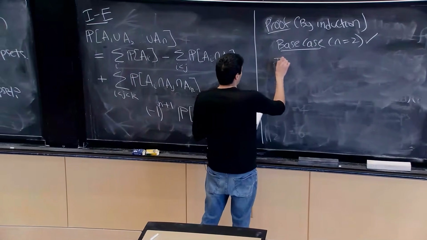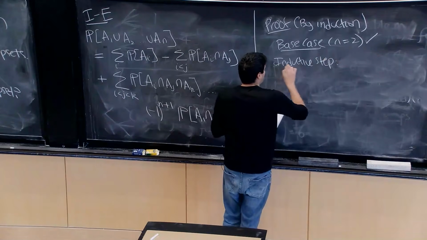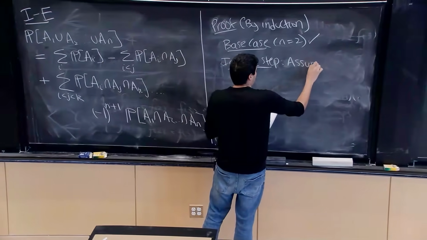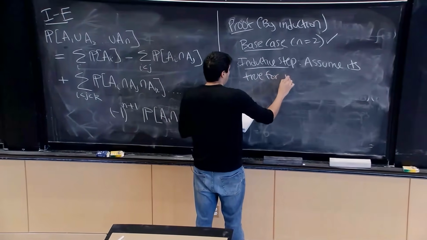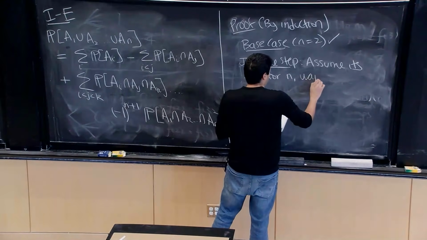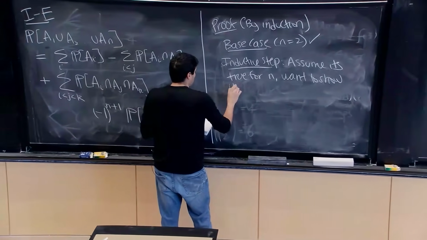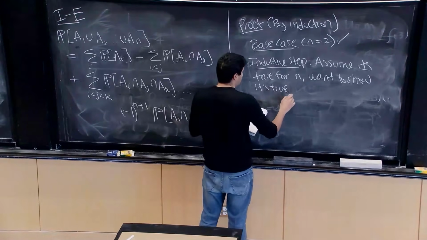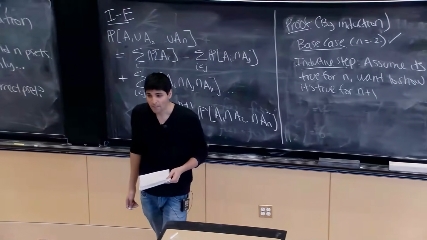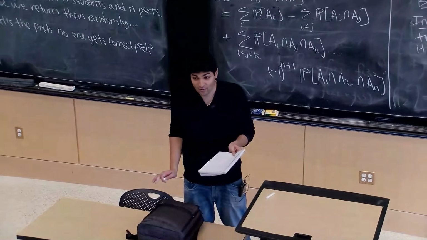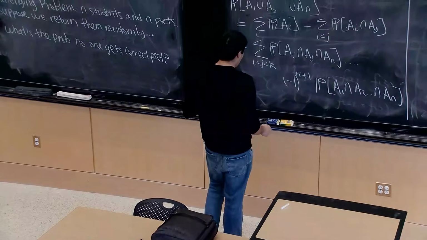But now in the inductive step, I'm going to assume it's true for some value n, and I want to show that then it must be true for the next largest value, so for n plus 1. So that'll be my strategy. And all we're going to do is write down this mess of an expression and simplify.